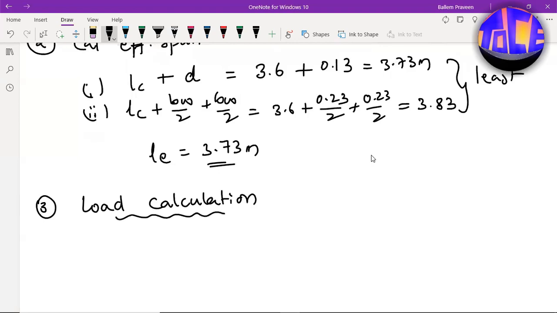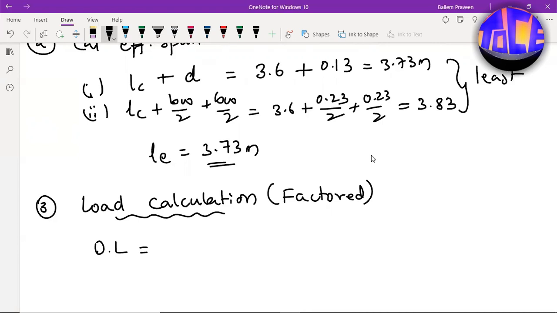So here I will calculate the factored load. The first one is the dead load. For calculating the dead load, we will be considering a 1 meter width. For designing a slab, it is nothing but a rectangular beam.